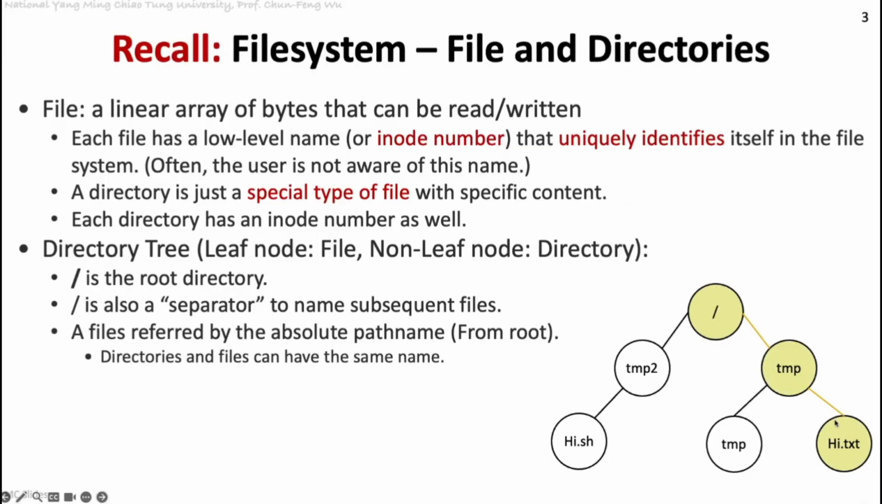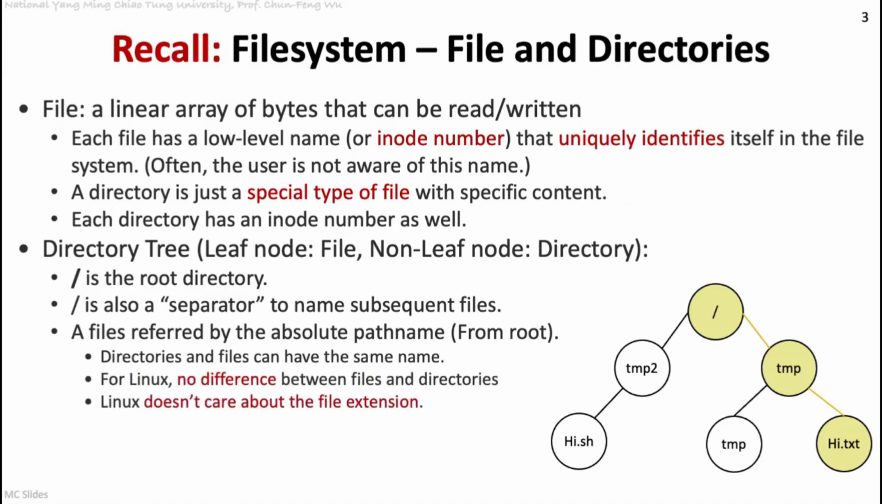Okay, because there's no real difference between directories and files, you can actually have the same name, because name does not really matter in Linux. Directories and files, even if they have the same name, can have different inode numbers. So it is possible to do things like this. Also, Linux doesn't care about the file extension. So like .txt, even if you remove the .txt, it still works. Okay.